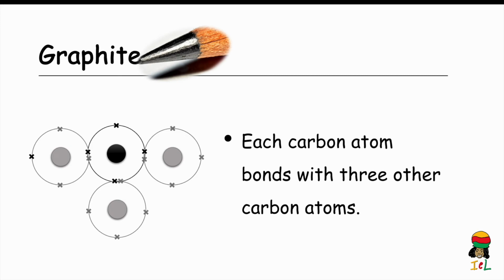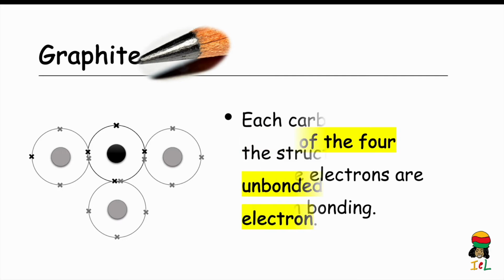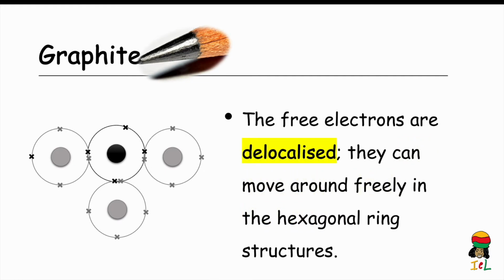Within the graphite structure, each carbon shares 1 electron with 3 other carbon atoms. That is, each carbon bonds covalently with 3 other carbon atoms. Each carbon uses 3 of its 4 valence electrons in bonding, that is, 1 with each of the 3 carbon atoms. As a result, each carbon atom within the graphite structure will have 1 unbonded or free electron. These free electrons are delocalized, that is, they are free to move around within the hexagonal ring layer.